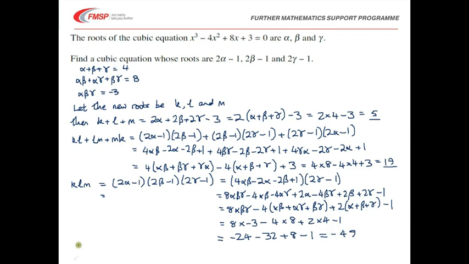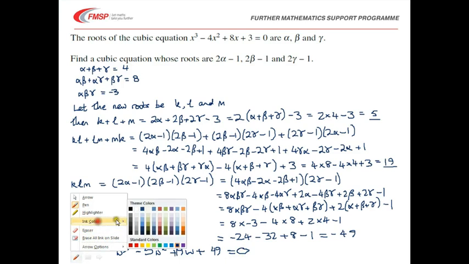I've just got room to say that my new equation is, I'm going to use a new letter, w cubed, minus that first coefficient, minus w squared, plus the second one, plus 19w, and minus the last one, so plus 49, equals 0.